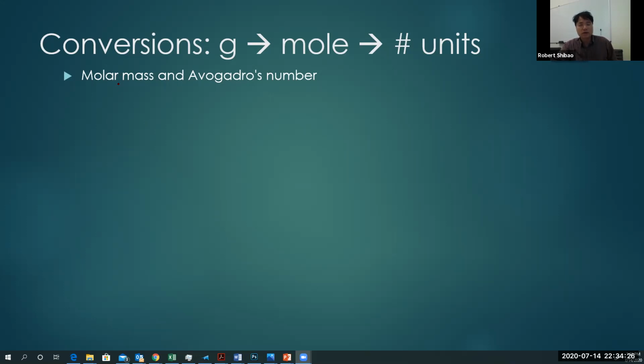And that's usually on the macroscopic end of things. And so we've got the molar mass. And so let me show you what I mean by that.